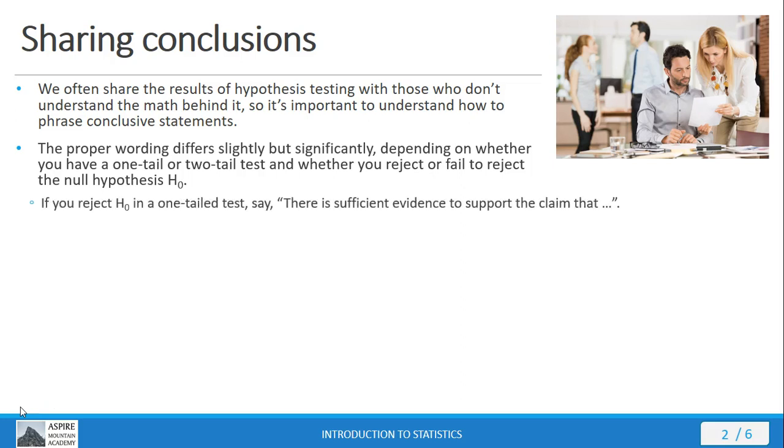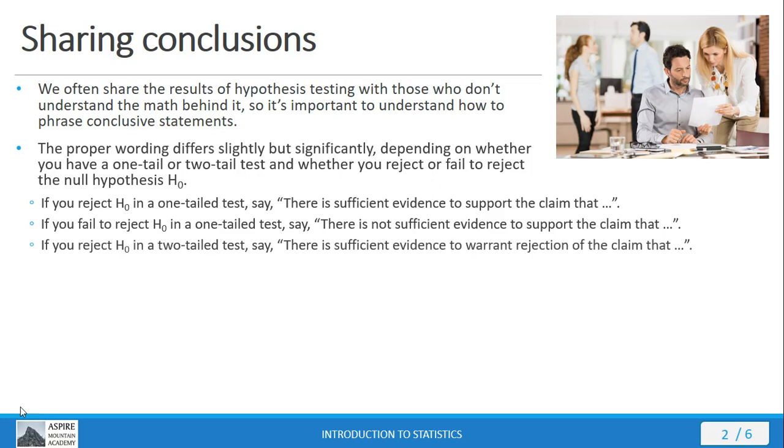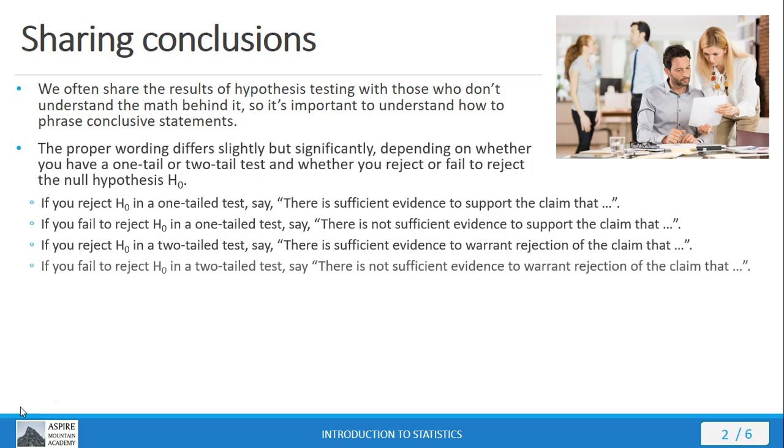If you reject H0 in a one-tailed test, you could say there is sufficient evidence to support the claim. If you fail to reject H0 in a one-tailed test, you could say there's not sufficient evidence to support the claim. If you reject H0 in a two-tailed test, you could say there is sufficient evidence to warrant rejection of the claim. Or if you fail to reject H0 in a two-tailed test, you could say there is not sufficient evidence to warrant rejection of the claim. This is the language the author of your textbook wants to use.